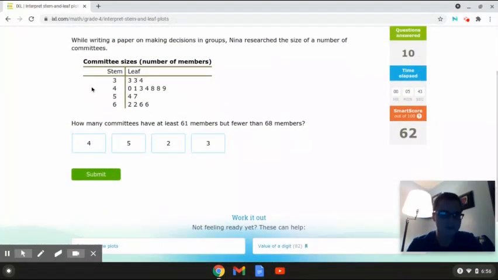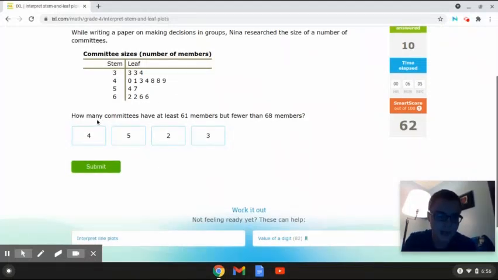Alright, so this next problem reads, while writing a paper on making decisions in groups, Nina researched the size of a number of committees. Okay, so if we look at this stem and leaf plot, it is showing us the committee sizes, which are the number of members. And if we look, the numbers in the stem go from 30 to 60, and the numbers in the leaf go from 33 to 66. And this question is asking, how many committees have at least 61 members, but fewer than 68 members?